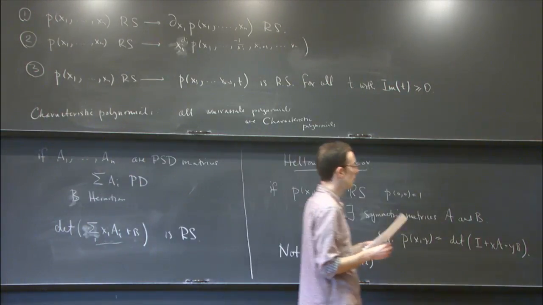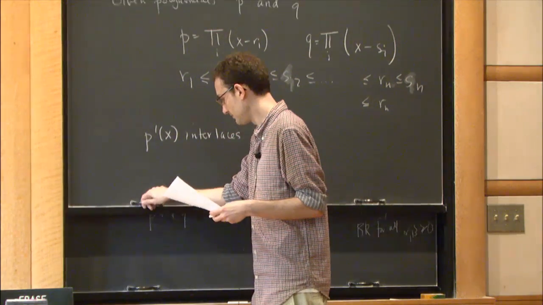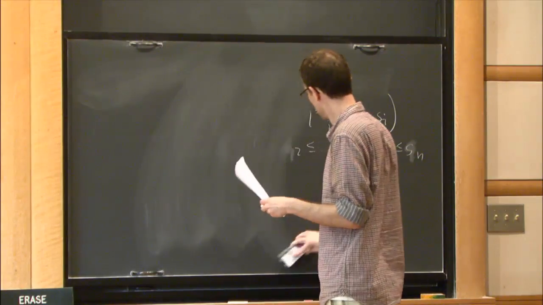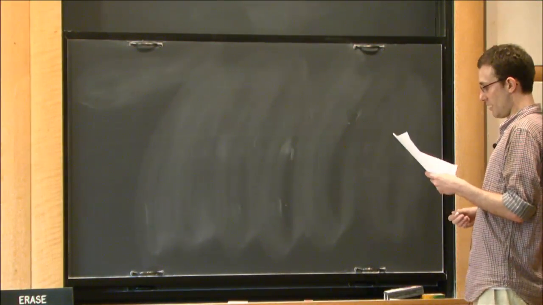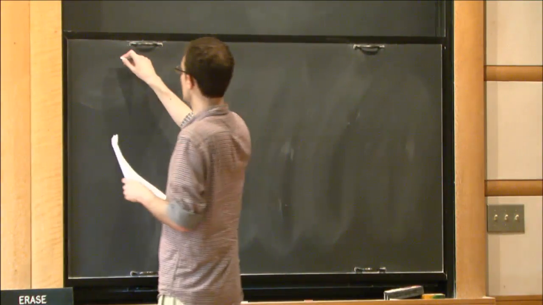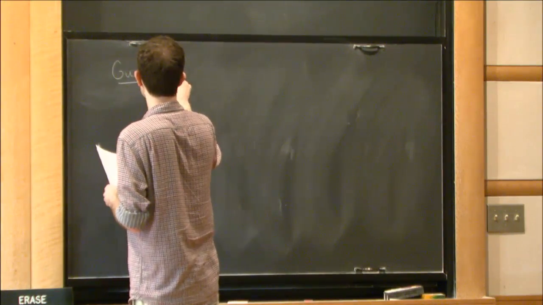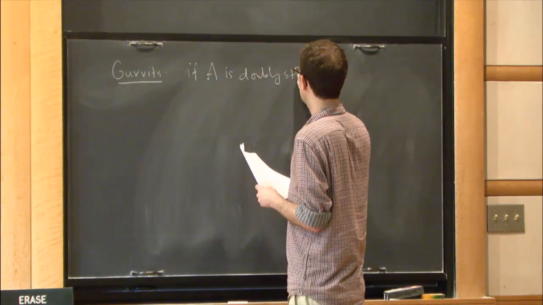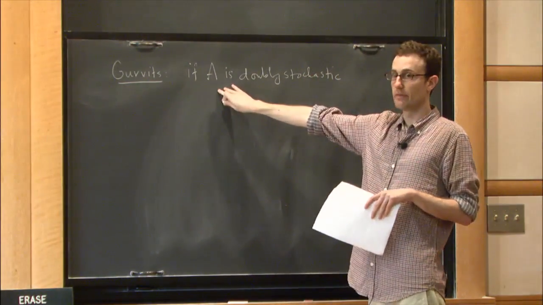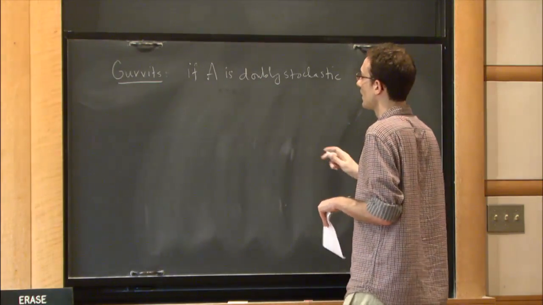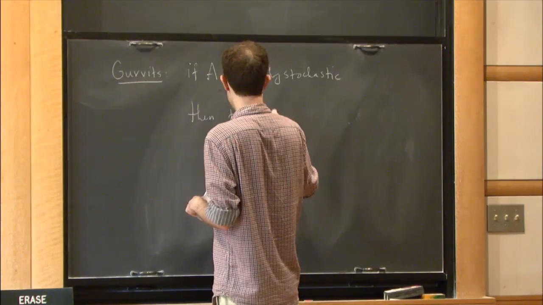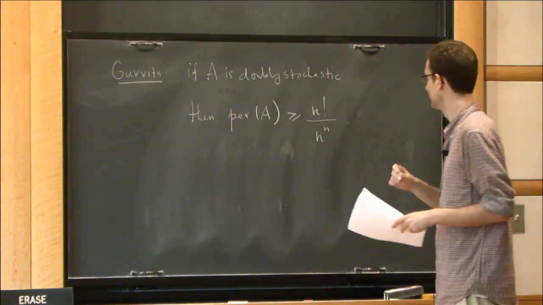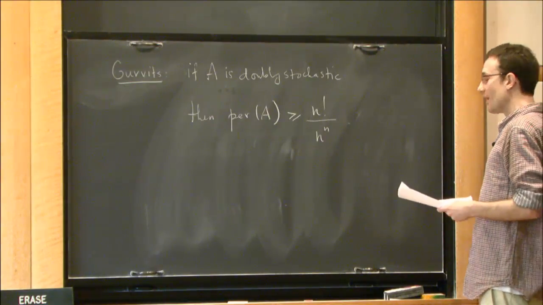Okay. So let me finish this by giving the actual result of Gurvits. Gurvits's result says if A is doubly stochastic, so non-negative, rows sum to 1 and columns sum to 1, then the permanent of A is greater than or equal to n factorial over n to the n.